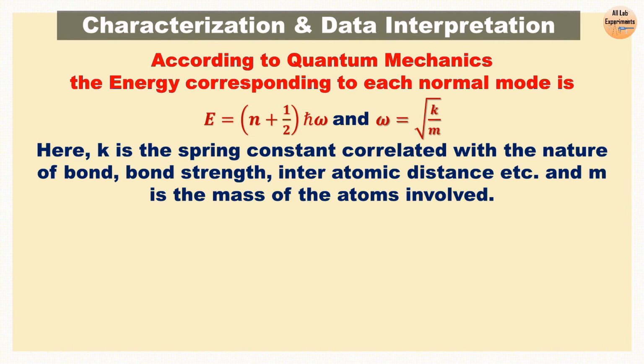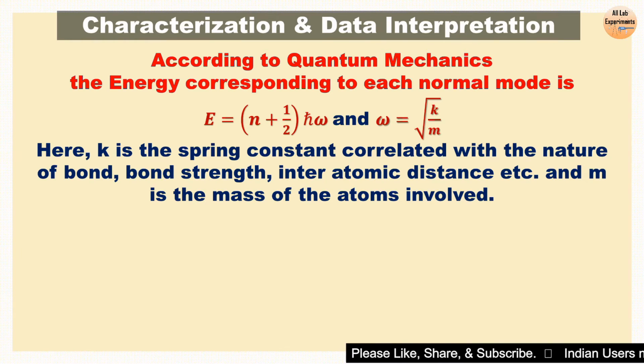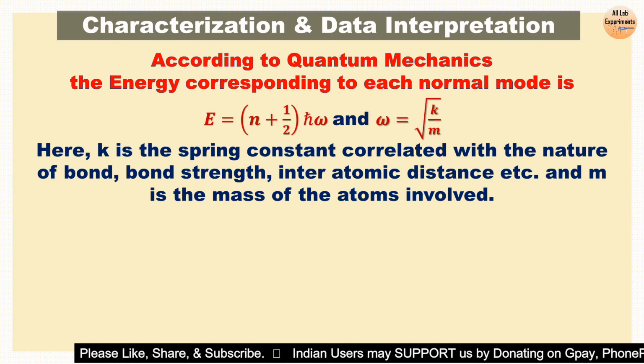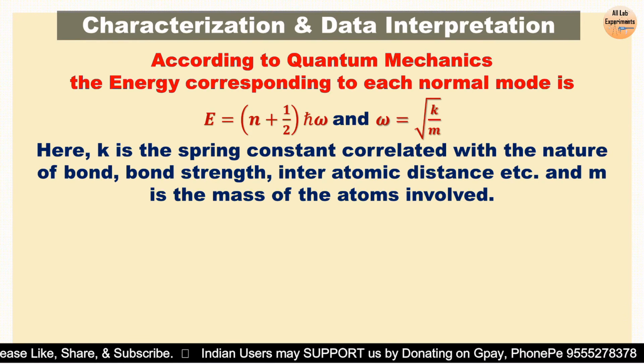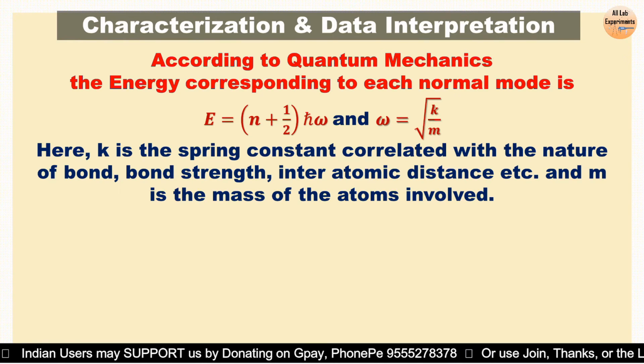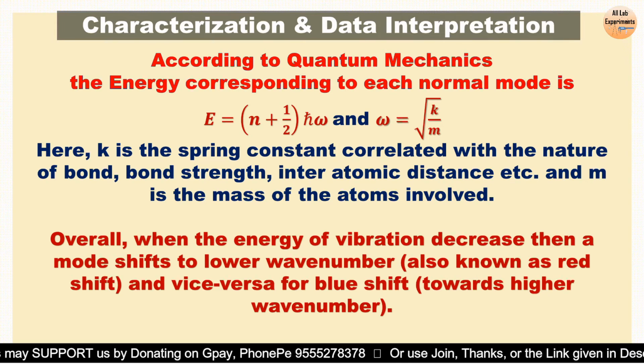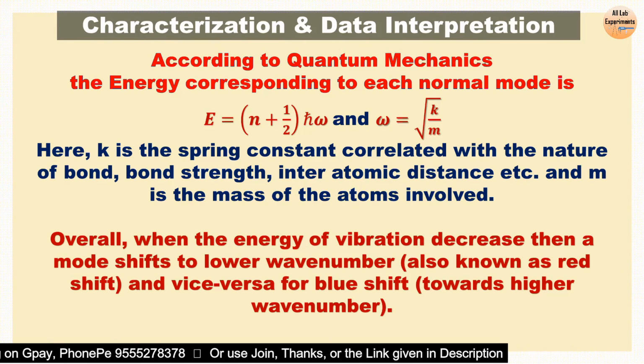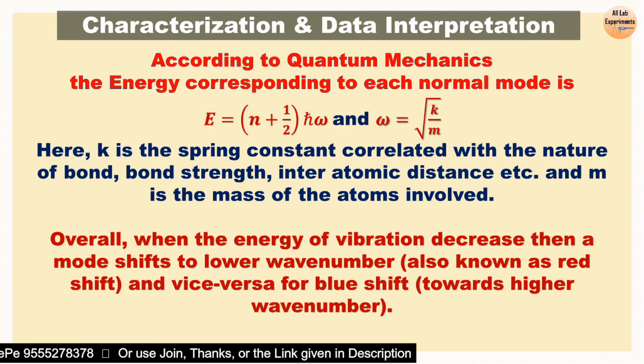In this case, we can see that the energy of a particular mode can be modified by changing the value of K and changing the value of M. Either we change the nature of the bond, bond strength, or interatomic distance, or the mass of the atom involved in that chain. In both ways, we can change the energy of that normal mode. As the energy decreases, the mode shifts to lower wave number, which is known as red shift. On the other hand, when its energy increases, this is called blue shift.